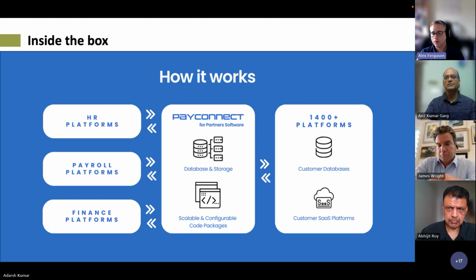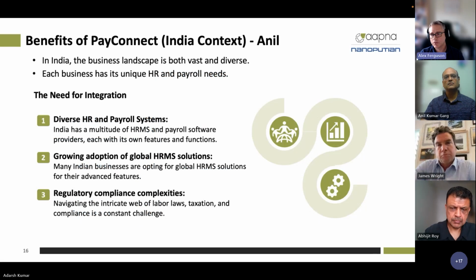again. And that contributes to significantly lowering the cost of development, but also the rapid onboarding of new customers and their integrations. I'll hand over now to Anil, who will discuss this more in the Indian context. Yeah, thank you, Alex, for providing an insightful overview of PayConnect's capabilities and its benefits. Now let's delve into why PayConnect is such a game changer in the Indian context.